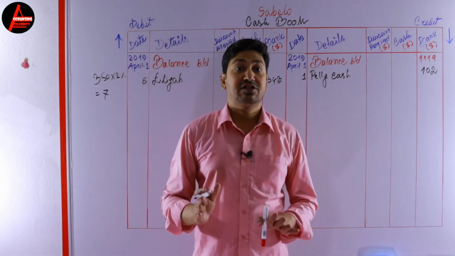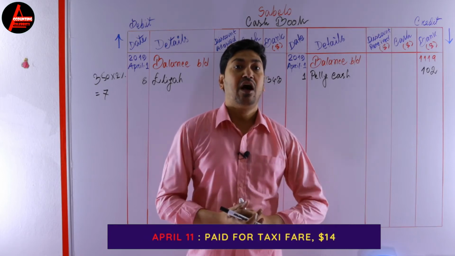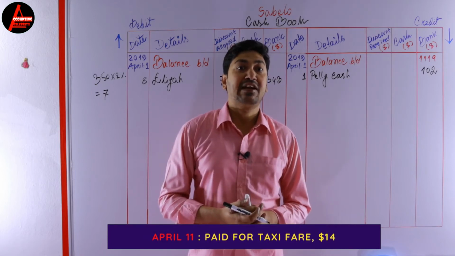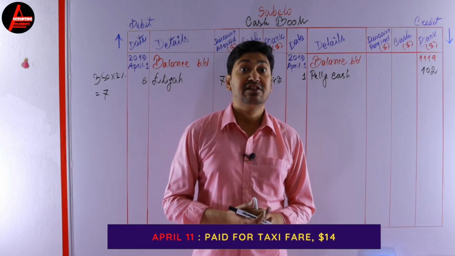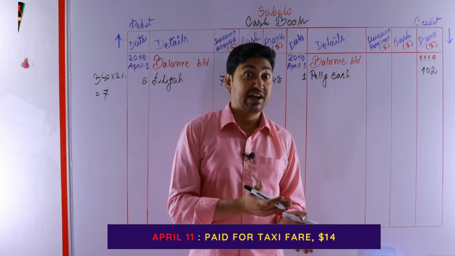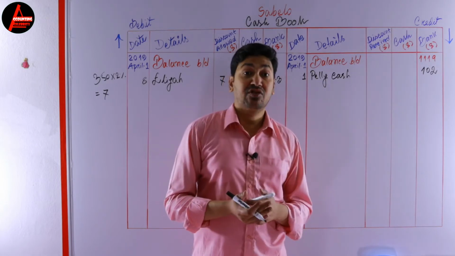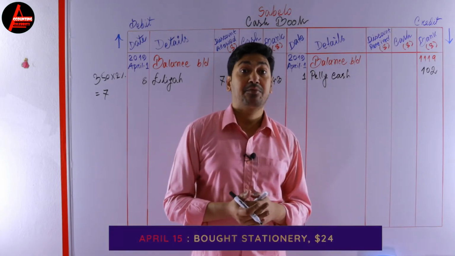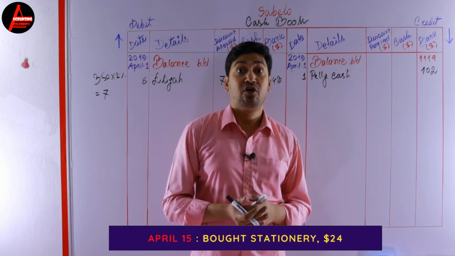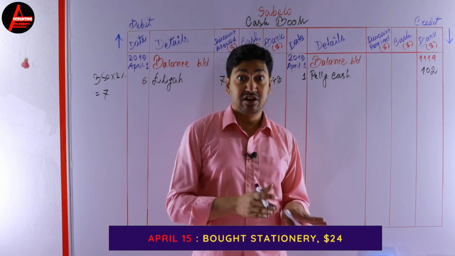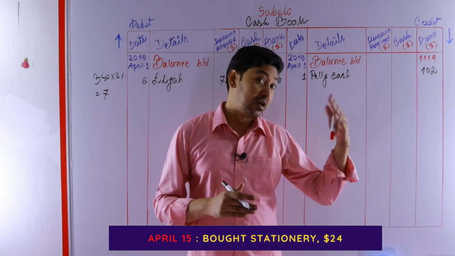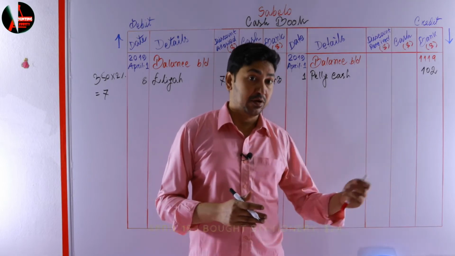Okay, so it's over. Next one we have April 11, paid taxi fare $14. So it is less than 90. We are not going to take it. It is already taken in the petty cash book. Next one is April 15, bought stationery $24. Again, it is less than $90. We are not going to take it. It will go to the petty cash book.